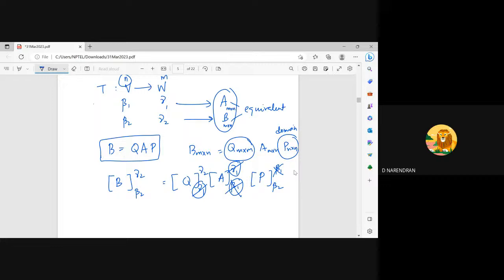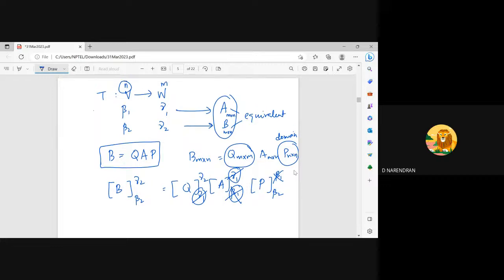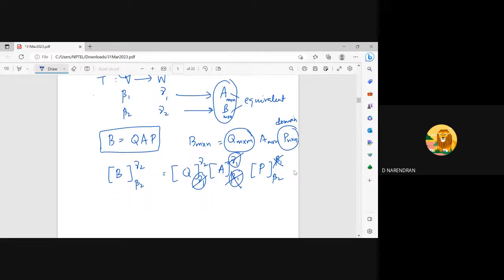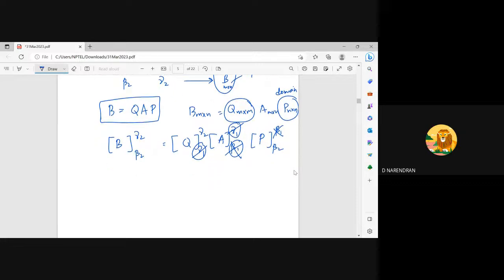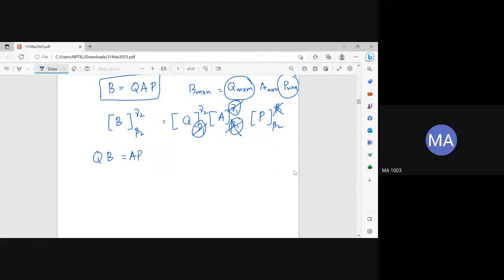No, madam, but even from transformation from gamma 1 to gamma 2, directly we can say it as Q only. It will be like B equal to QAP. That Q will be equal to the transformation from gamma 1 to gamma 2. Is it true or false, madam? See, if you're writing, what are you saying? You're saying QB is equal to AP, right? Yes, ma'am. That is what I understood.